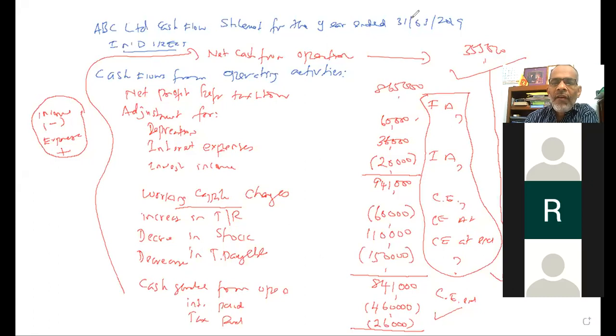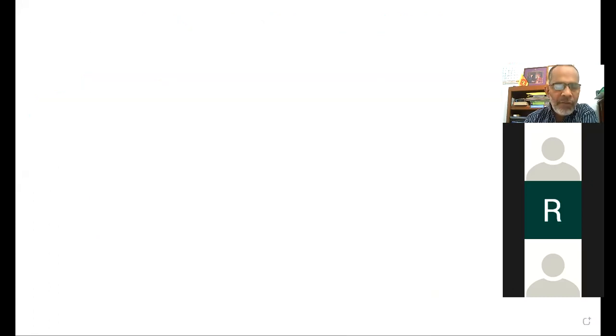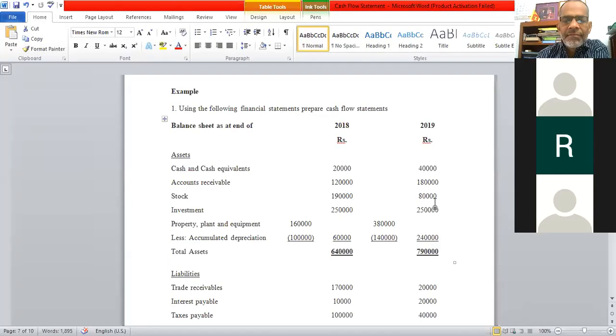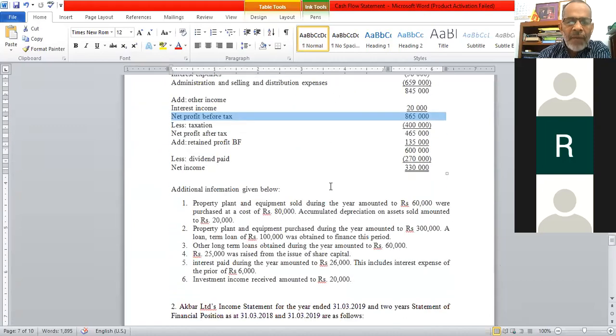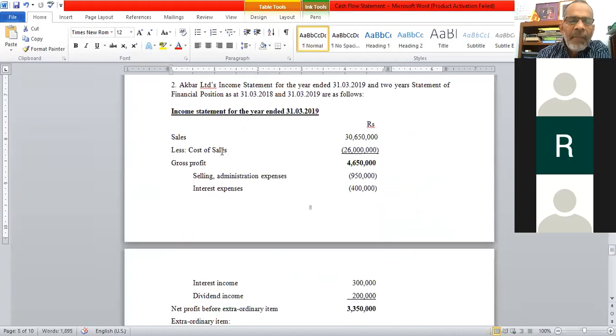I want to clear all the documents. Now I want to share, new share. Alright, we have finished this part. Look at this one. Number 2, Akbar Limited income statement for the year ended 31st March 2019. That is the latest one. And also two years consecutive statements of financial position of Akbar Limited for 2018-19 are given. Therefore, this is the income statement.